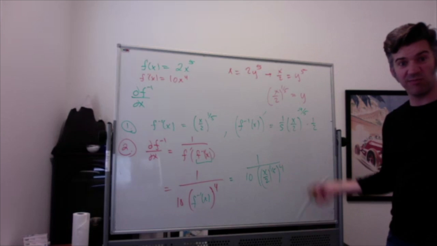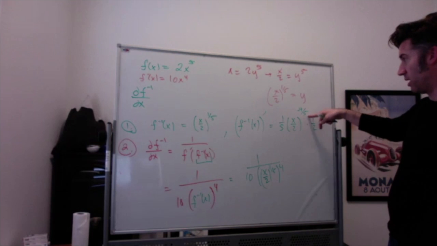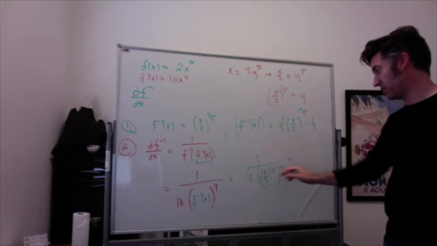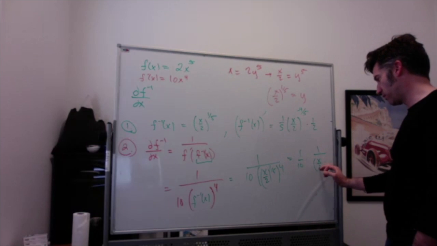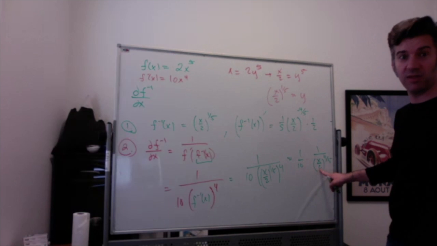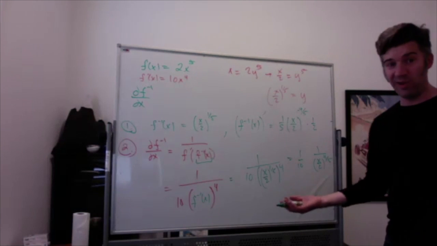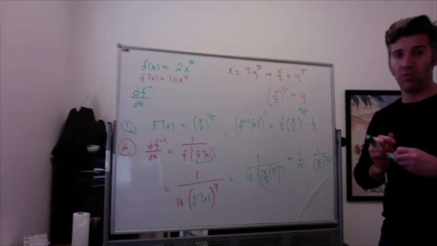But now look, these are the same. This is 1/10 times x over 2 to the negative 4/5, and I can write this as 1/10 times 1 over x over 2 to the 4/5 power, which is 1/10 times x over 2 to the negative 4/5. So either way you do it is right. I really don't know which way they want you to.